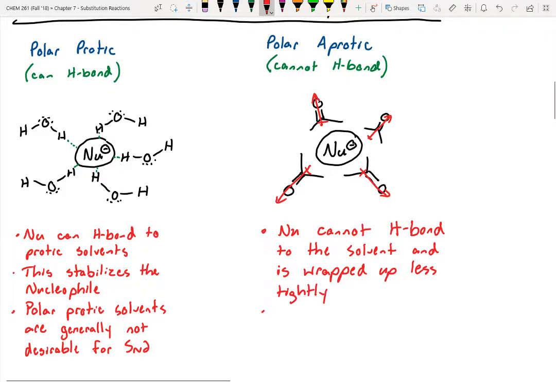Do you think that stabilizes the nucleophile relative to the polar protic solvent or destabilizes it? It's going to destabilize it, right? If you're hydrogen bonding with your solvent as a nucleophile, you're going to be wrapped up very tightly in this comfortable wall of hydrogen bonding blanket, right? With a polar aprotic solvent, you're being held a lot less tightly. You're a lot more vulnerable to one of those acetone molecules being ripped away from you. So this destabilizes the nucleophile.